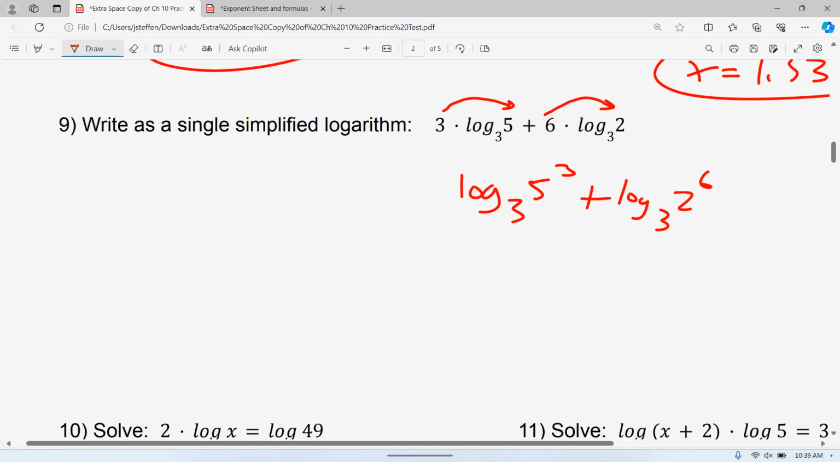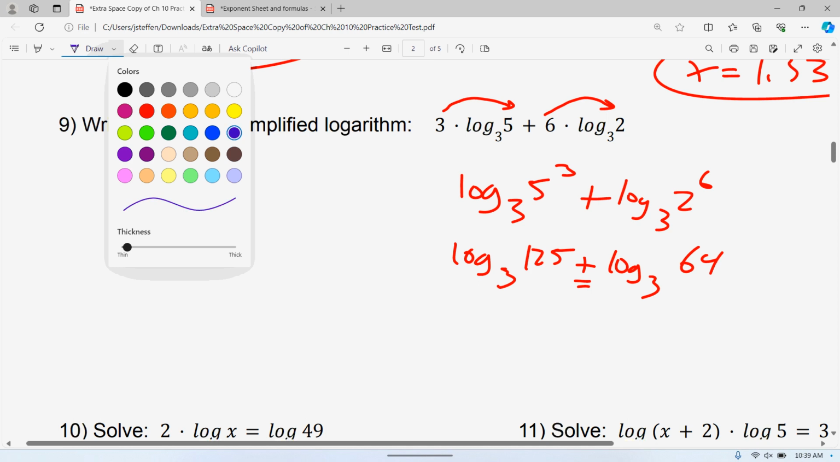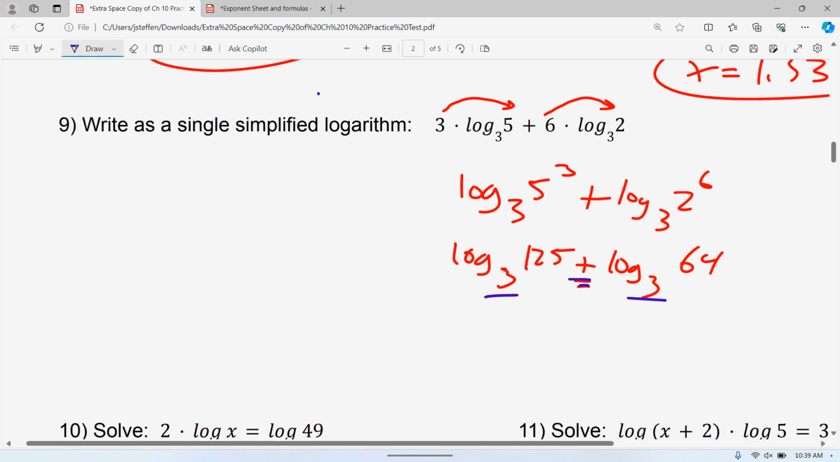So to make this into a single logarithm, now we have to simplify that out. 5 to the 3rd is 125. Use a calculator or use your exponent sheet. 2 to the 6th, again, you could use your exponent sheet. I just use a calculator. It's what I'm more comfortable with. That's 64. So when you add these together, remember the logarithms have the same base, and we are adding, that means we can multiply our numbers. So log base 3 of 125 times 64. That ends up being log base 3 of 8,000.